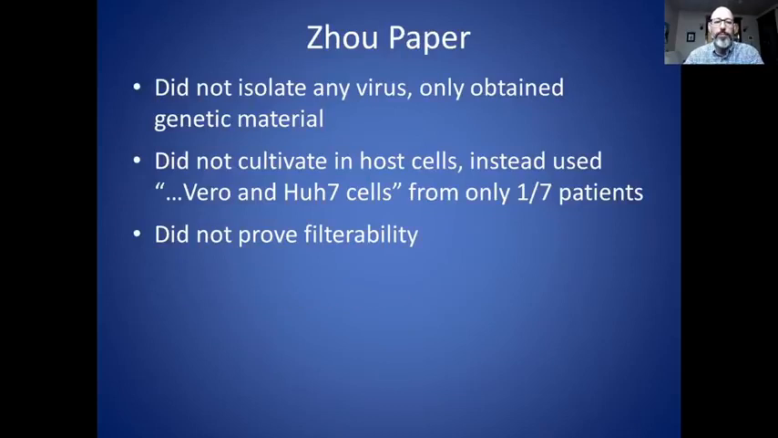So the Zhao paper, they didn't isolate any virus. Once again, they obtained genetic material as described in the previous procedure. Number 2, they did not cultivate in host cells. They used, once again, Vero cells and this other HUH7 cells, but they only did this in 1 out of the 7 patients, and they did not prove filterability.